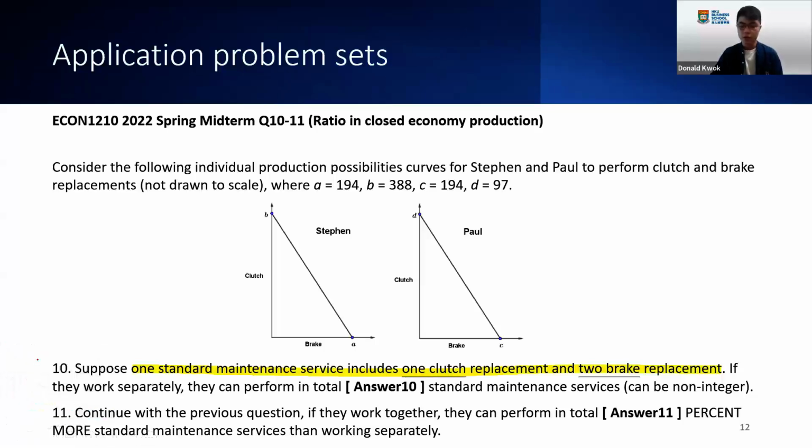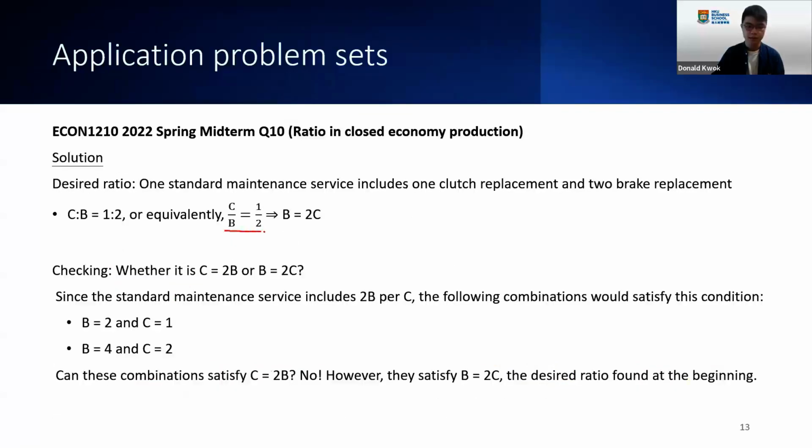So we need to construct the desired production ratio here, right? Because 1 standard maintenance service includes 1 clutch replacement and 2 brake replacement. So this is why clutch to brake is in a ratio of 1 to 2. So we can write it in this form. C over B equals 1 over 2. So this is actually the desired production ratio that I put down here.